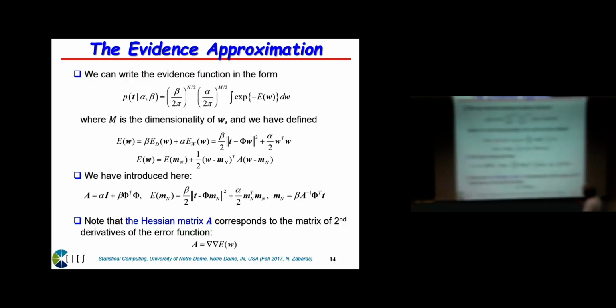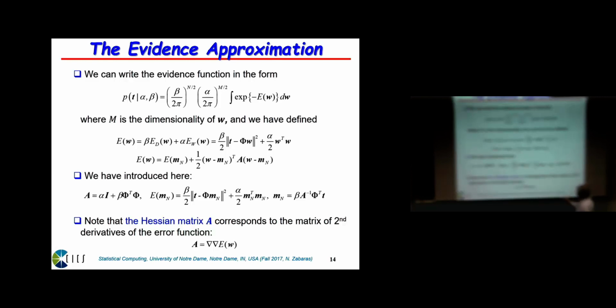E subscript D is basically the error of the regression function, how much away you are from the training data. And this comes from the regularization, so it's a function of W, and this is what we use, right? So this term here in the exponential is from the prior, and this term is from the likelihood. So this is what it looks like.